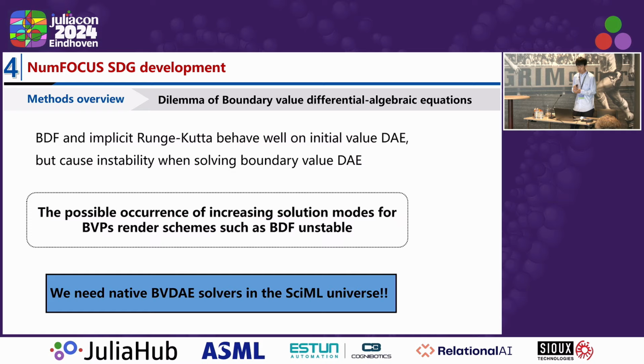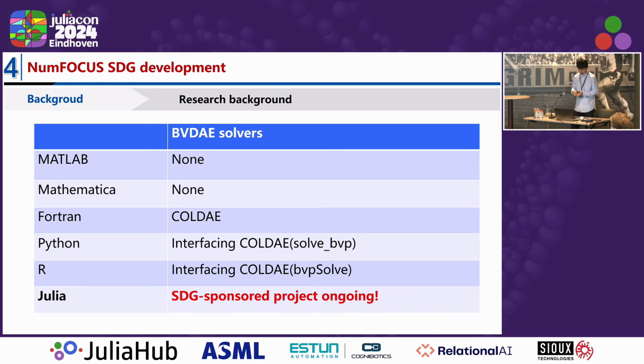BDF and certain implicit Runge-Kutta methods can behave very well on initial value DAEs. But these methods might cause instability when solving boundary value differential algebraic equations. So we need our native BVDAE solver in the SciML universe. Let's see a horizontal comparison of the current BVDAE solvers.